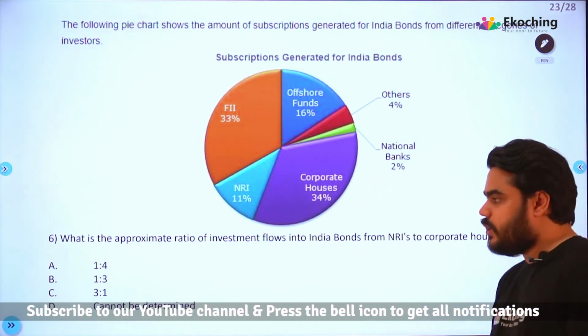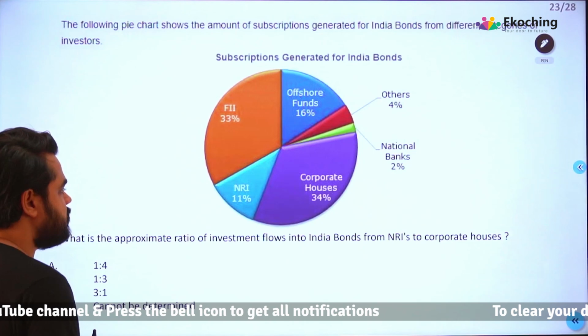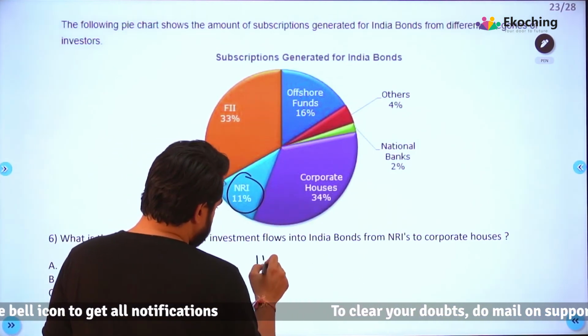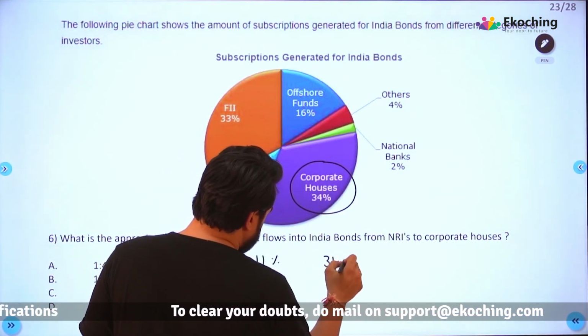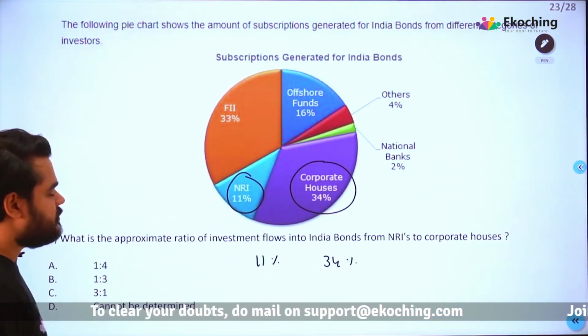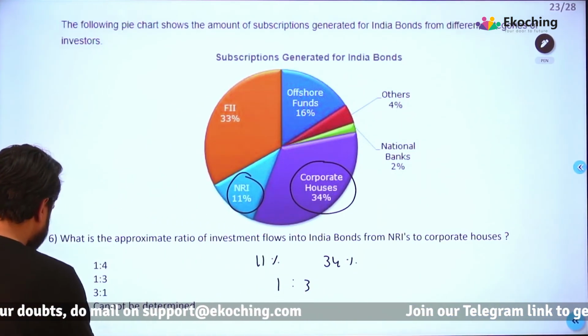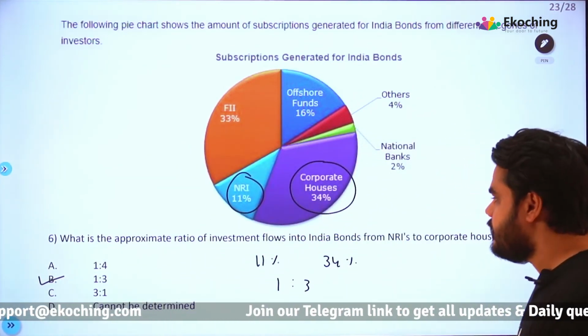Okay, so I hope by now you have solved it. Approximate ratio of investment flows into India bonds from NRIs to corporate house. NRI 11%. कॉर्पोरेट 34%. और इसका रेशियो पूछा, अप्रोक्सीमेट रेशियो कितना होगा? ऑब्वियसली 1:3. बहुत ही आसान क्वेश्चन है ना. 15-20 सेकंड में हो जाना चाहिए था. ठीक है.